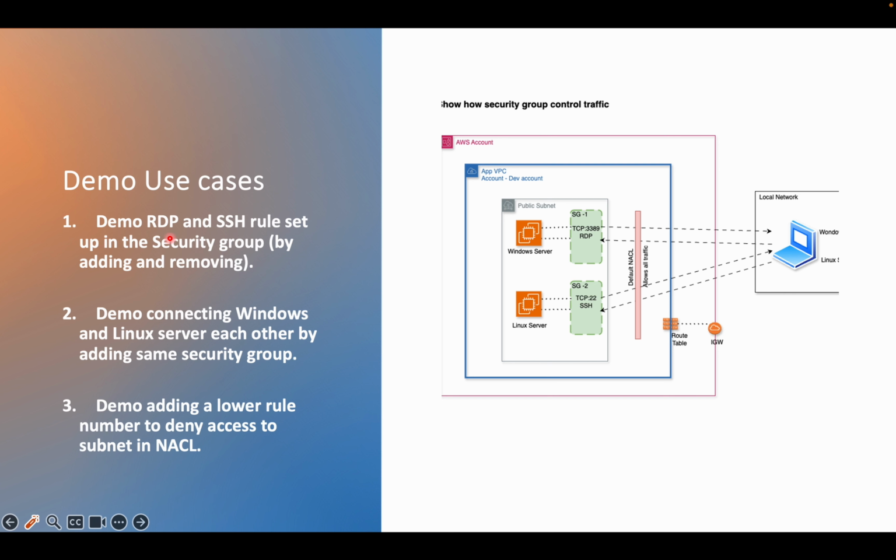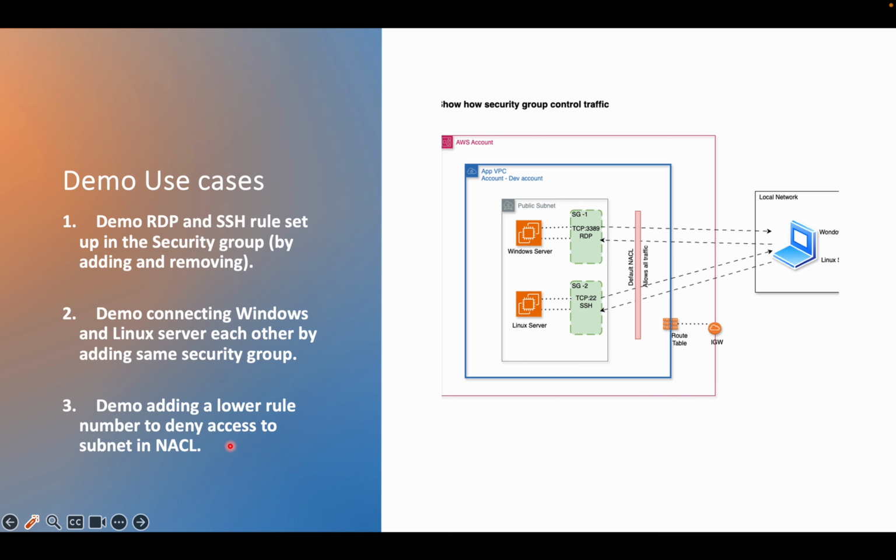In this demo, we are going to try three use cases. The first use case is to demo RDP and SSH rule setup in the security group by adding and removing rules. The second use case is to demo connecting Windows and Linux servers to each other by adding the same security group. As part of this exercise, I will add security group 2 to the Windows server also, and connect from Windows server to Linux server, and Linux server to Windows server.